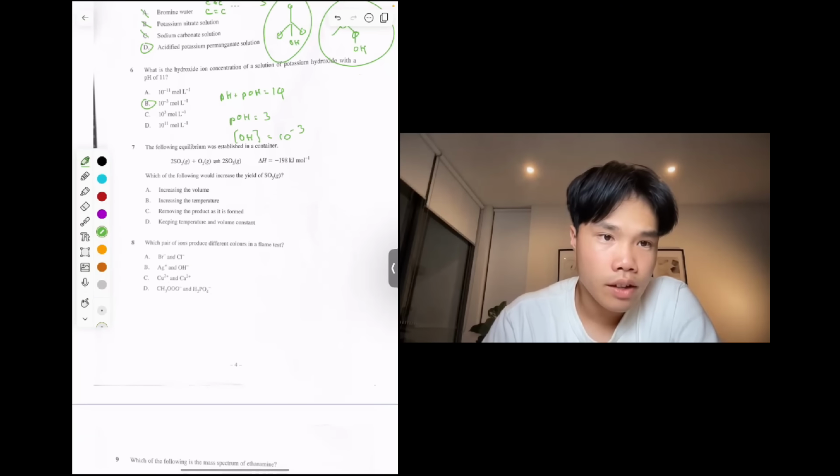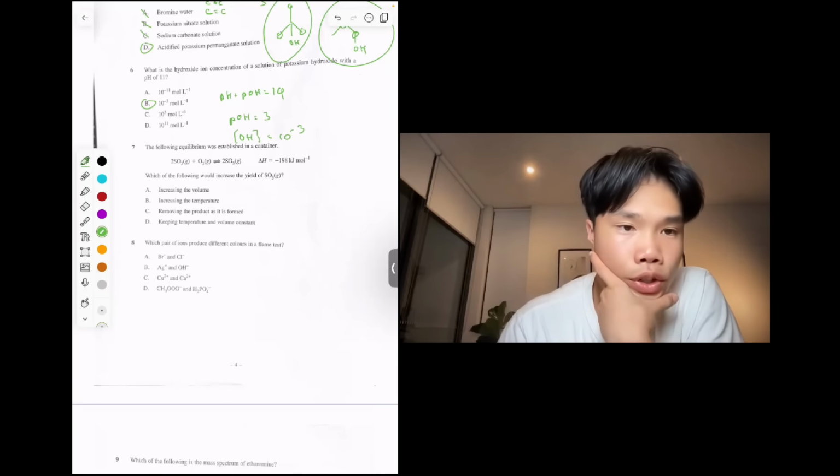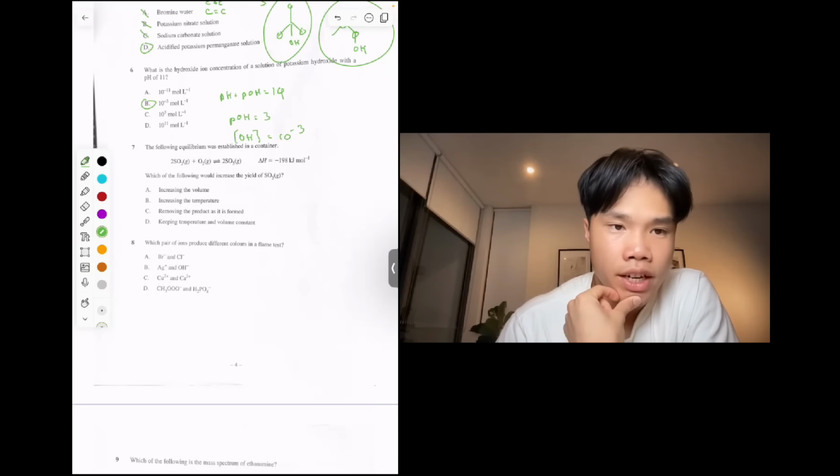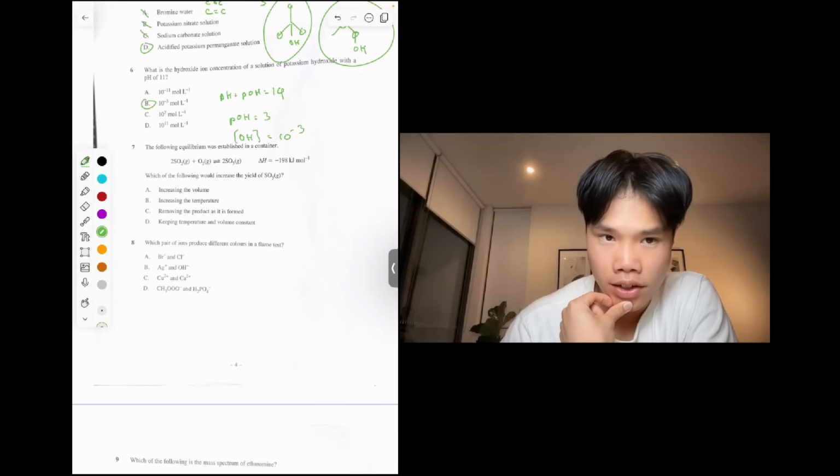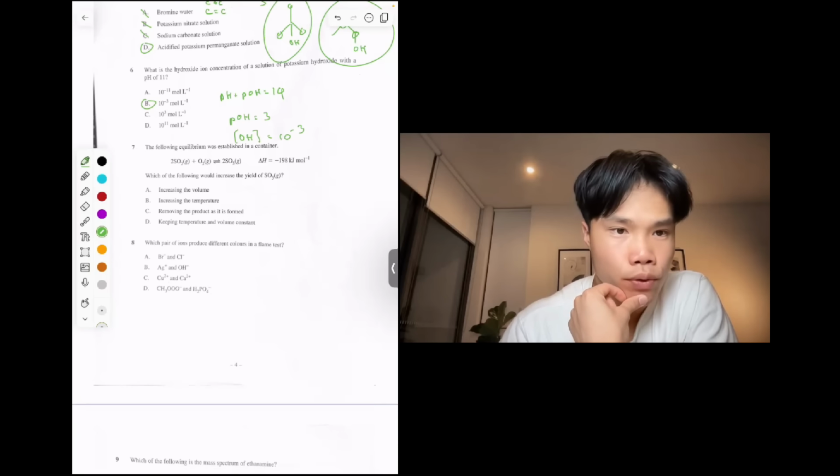Question 7. The following equilibrium was established in a container: 2 SO2 gas plus O2 gas in equilibrium with 2 SO3 gas, with a delta H of negative 198 kilojoules per mole. Which of the following would increase the yield of SO3 gas?